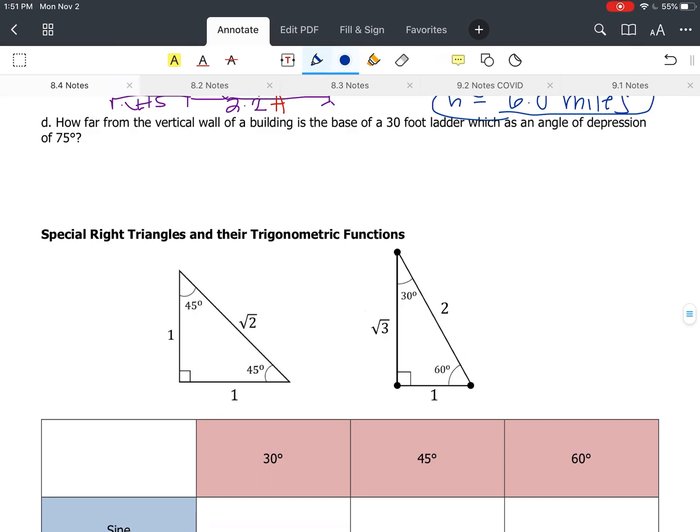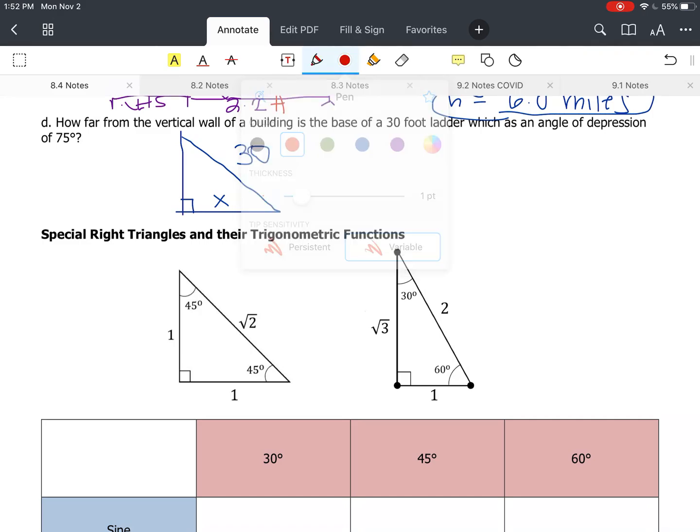And then finally, last word problem, letter D. How far from the vertical wall of a building is the base of a 30-foot ladder? Please remember, ladders are always the hypotenuse. They have to lean against something. Vertical is up and down, so how far from the vertical wall of a building is the base of a 30-foot ladder? So your ladder is 30, your hypotenuse here is 30. We want to know how far from the vertical wall. So we'll call this x.